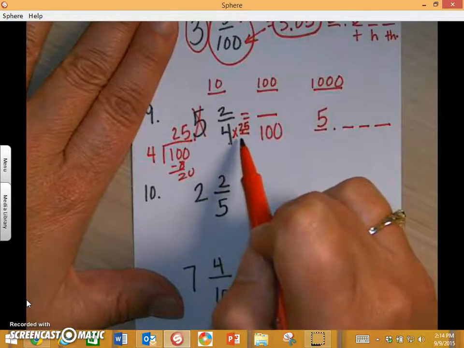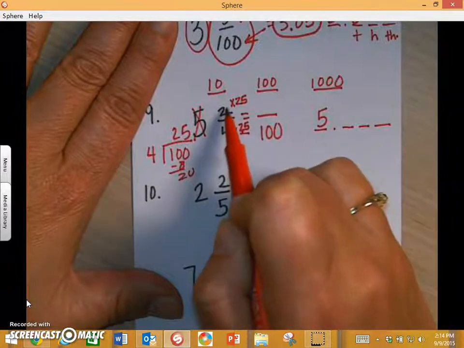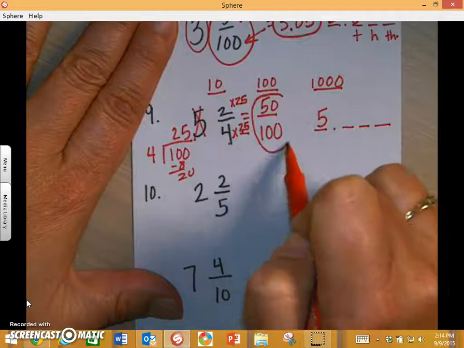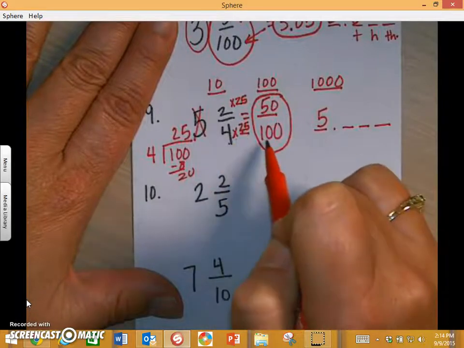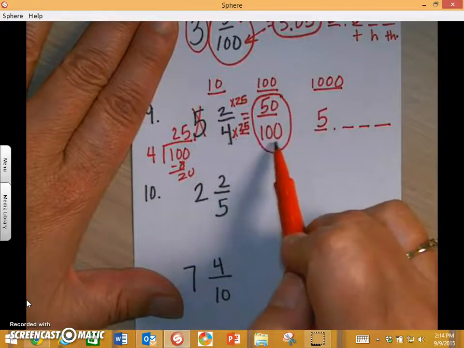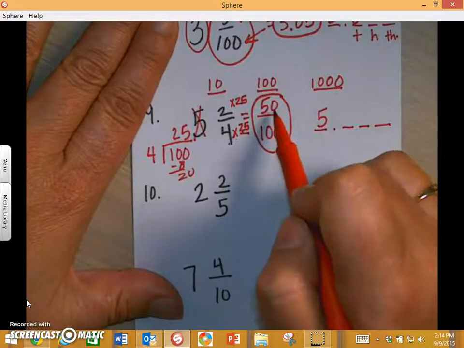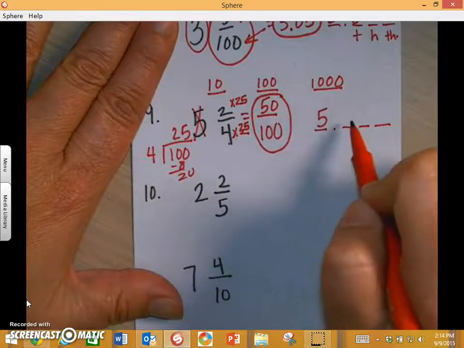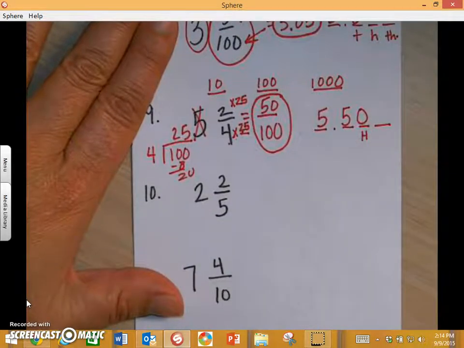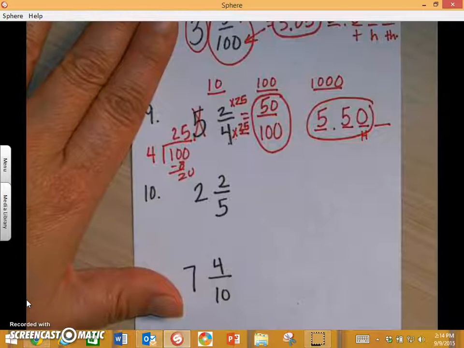Whatever you do to the bottom, you must do to the top. 2 times 25 is 50 cents. I always think about money. 4 quarters makes 100. So now I've got a denominator that is 10, 100, or 1,000. And I can do 50 hundredths. So I want to put 50, last digit in the hundredths place. So this decimal is 5.50 or 5.5.